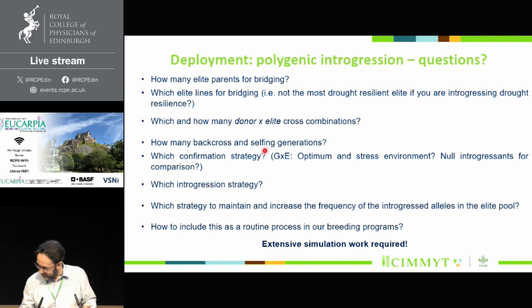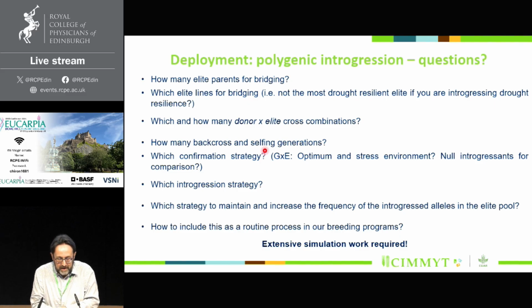I probably don't have much time to go into this. So these are just a summary of the selection of questions we have to ask. How many elite parents are bridging? Which elite lines are we going to use for the bridging? Do we want to cross? We probably want to cross into a high value yield elite, but one that's not super drought resistant to begin with. Otherwise, we can't see the complementation of the drought resilience.